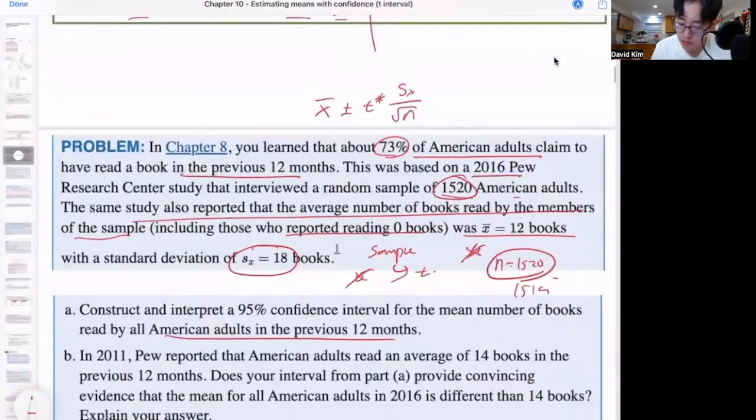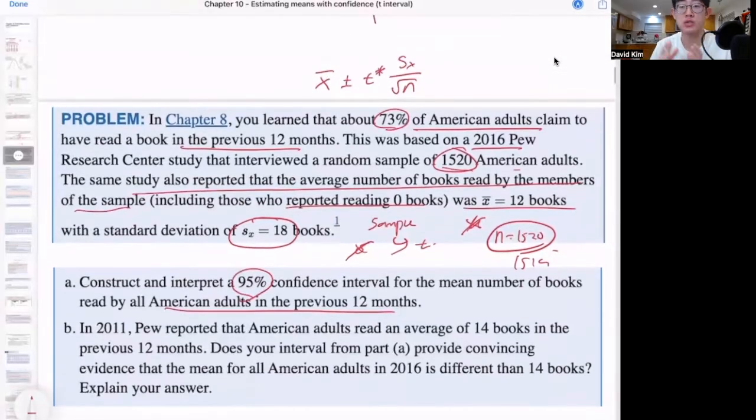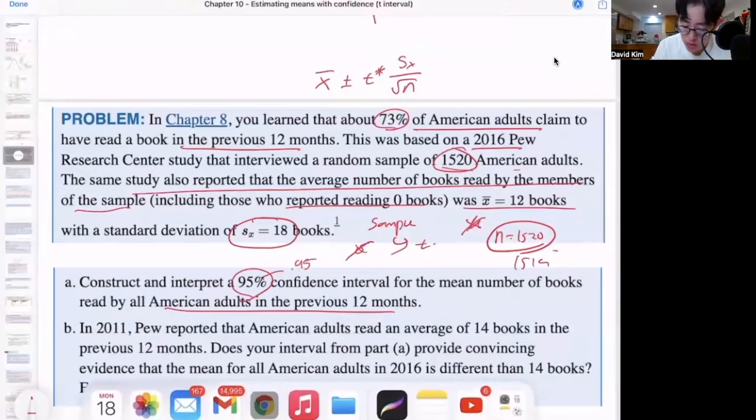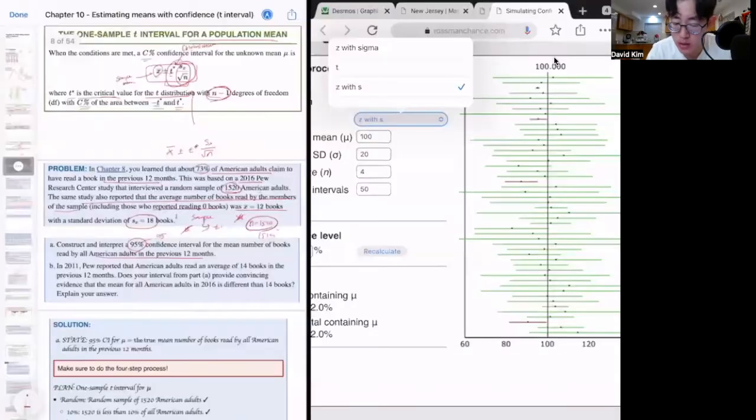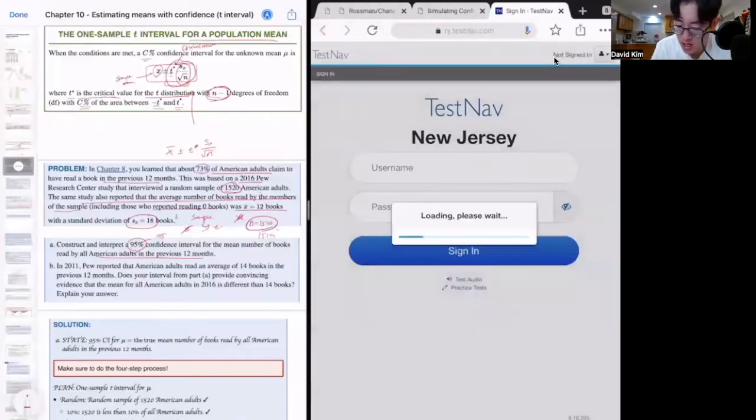Right, and after that, when we're constructing a 95% confidence interval, we have the percentage be 0.95. What we can do is pull up a calculator, and I'm going to show you this right away, so that it saves us some time in calculating this.